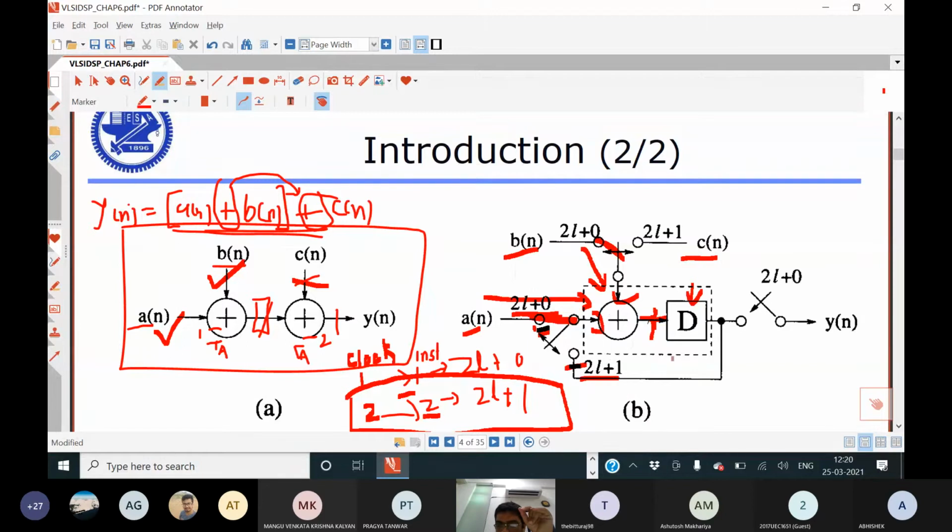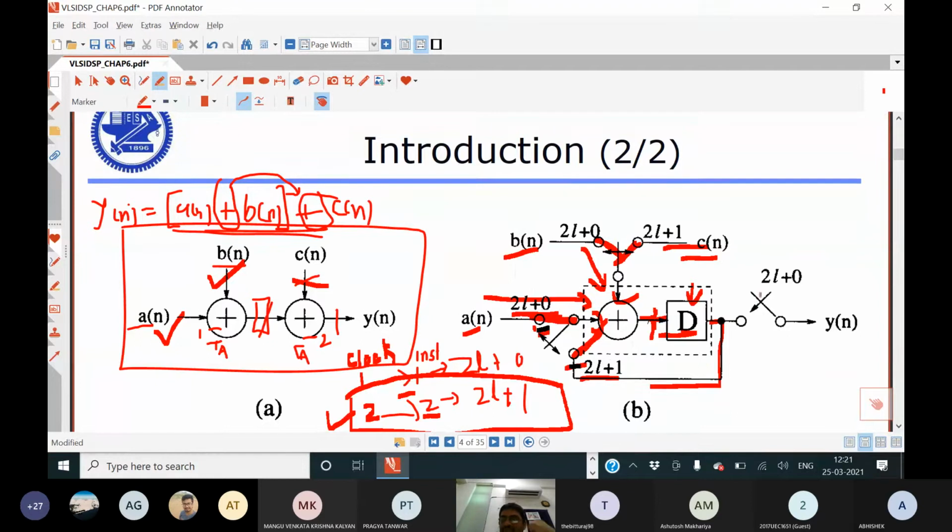So when 2L plus 1, that is the second instance, is executed, then what is the output from this particular D flip-flop? The output is an plus bn, which is being stored over here. That will be applied at the 2L plus 1 instance. At the same time, when the 2L plus 1 instance is there, the switch is in this particular position for my second input. So that means cn will be added to an plus bn and the output will be generated.